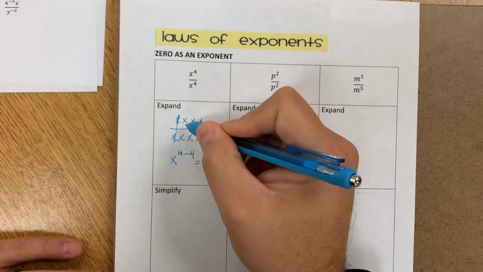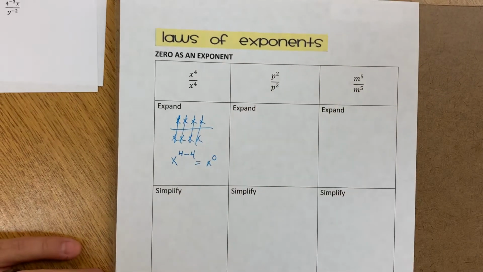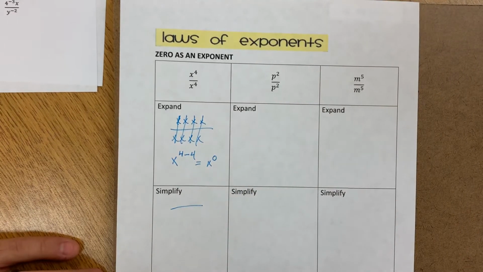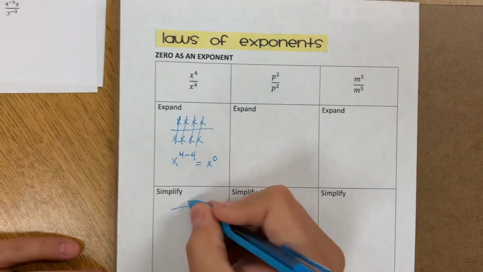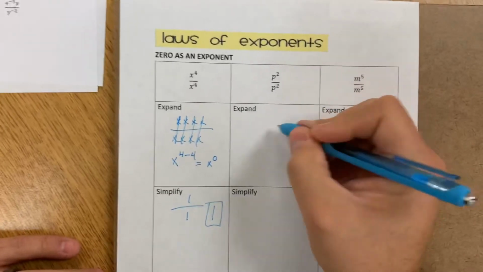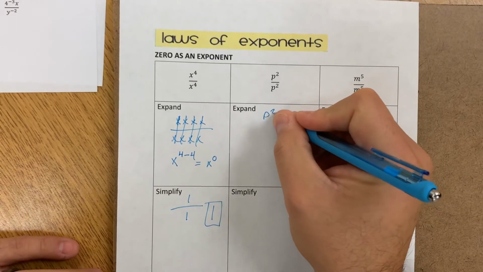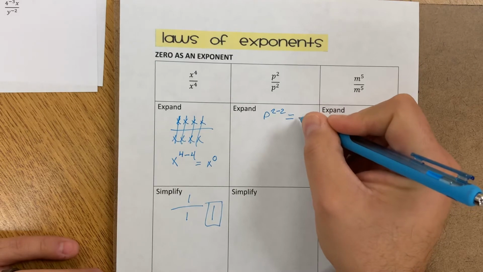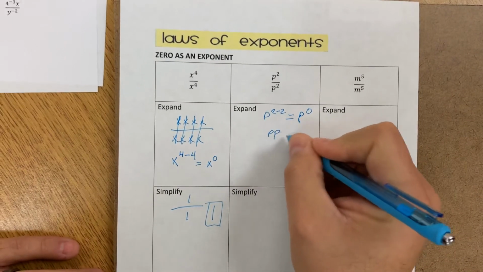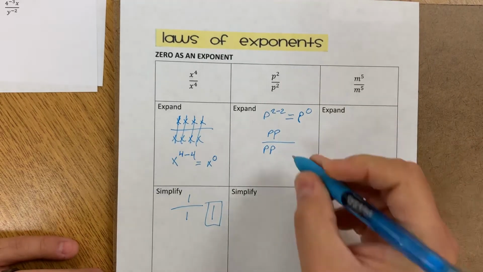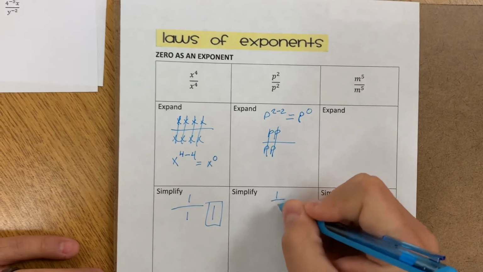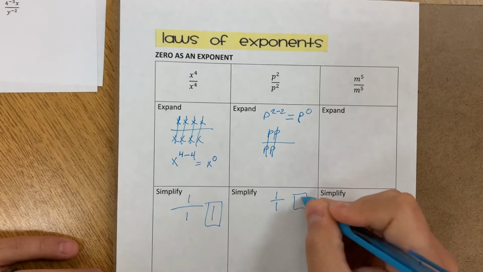We cancel one of these out, one of these out, one of these out, one of these out. We have a fraction now with nothing on top and nothing on the bottom. But again, we're supposed to have numbers there, so we have to use a 1. So what's a 1 over 1? It's a 1. You got p squared over p squared. So if you use the rule, p to the 2 minus 2, we got p to the 0. 2 p's there, 2 p's there, 1 out, 1 out. We are left with 1 over 1, which is just 1.